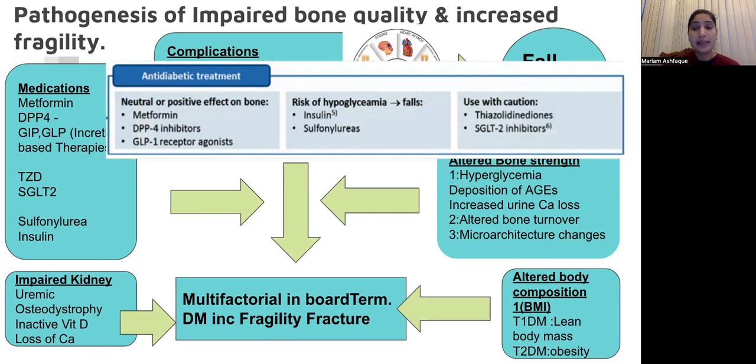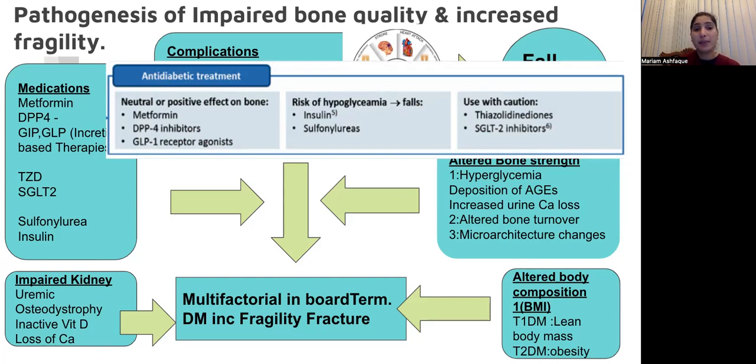Metformin is the first-line drug we usually use for diabetes. Many studies and research mention that metformin is very effective and very safe. It also has a positive effect on the bone through the AMPK pathway. So we prefer to use metformin in the diabetic population.